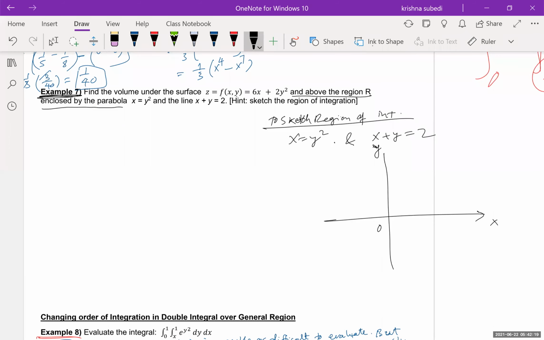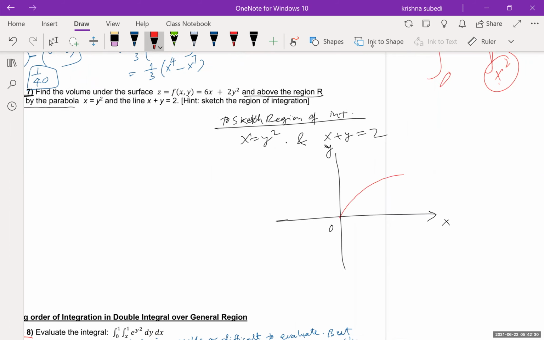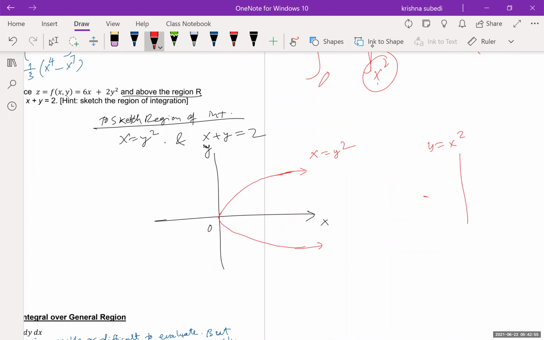Y equal to x squared. Okay, this is your y equal to x squared graph. Sorry, x equal to y squared. I'm saying x equals y squared. That's the graph. You see, when we have y equal to x squared, the graph will be like this. So x squared is there, and this is your y. And the parabola is like this. When we say x equals y squared, the same thing happens.